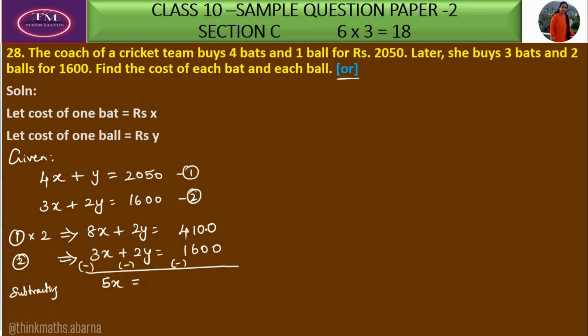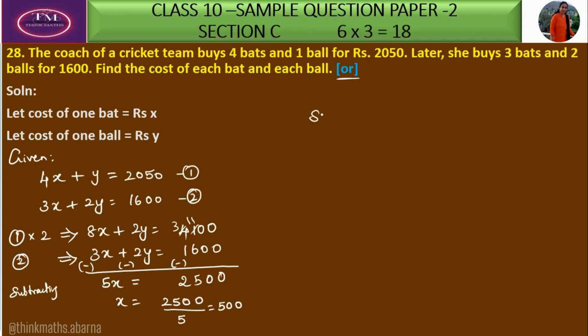So equal to, now we have to subtract this. 0 minus 0, you cannot subtract, take from here. So it is 11, 11 minus 6, 5, 3 minus 1, it is 2. So 5x will be equal to 2500. 5 is in product, so it will come to division. So it is 500. So we got x is equal to 500.